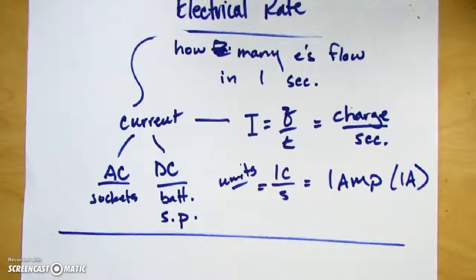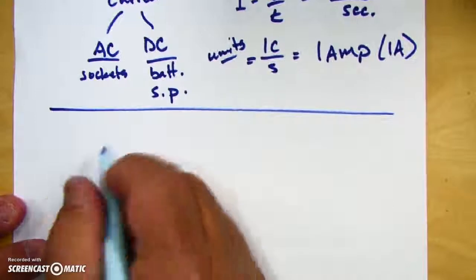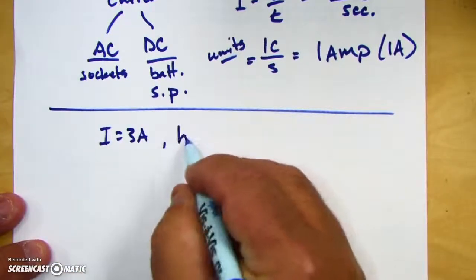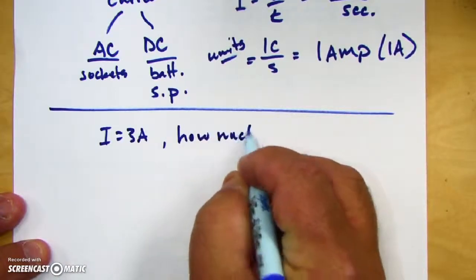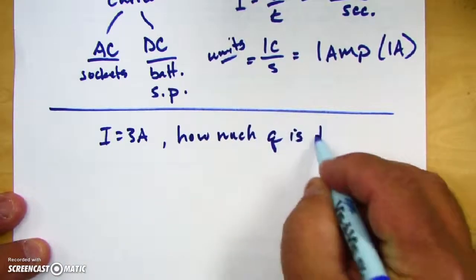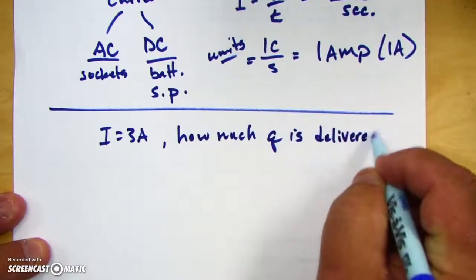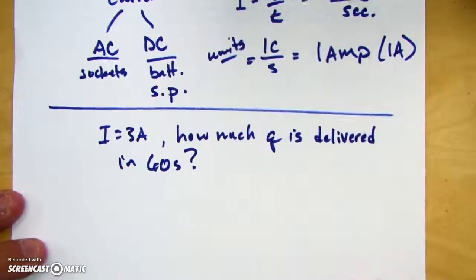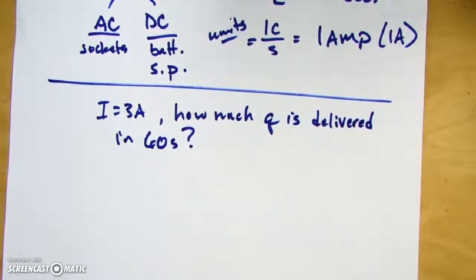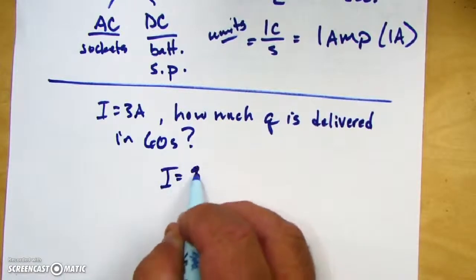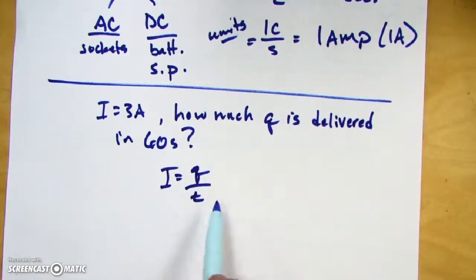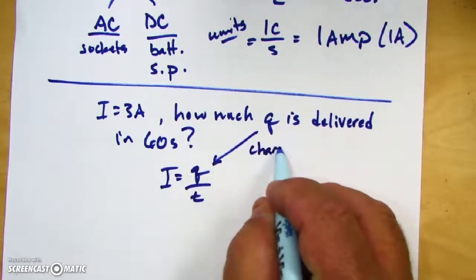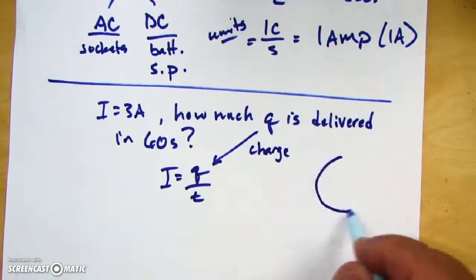So you could easily have, if I is equal to 3 amps, how much charge is delivered in 60 seconds? Okay, that's the type of sample problem you can easily have with this. Well, we know that I is equal to Q over T. I'm looking for Q, though. I'm looking for charge. So therefore I have to do a little algebra. You can also use the circle.